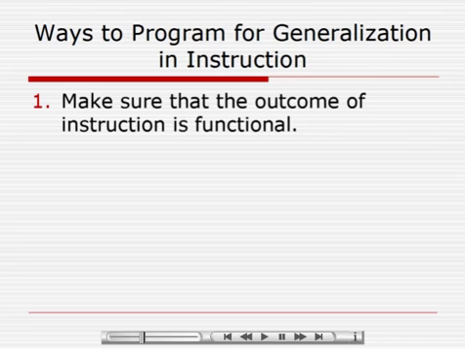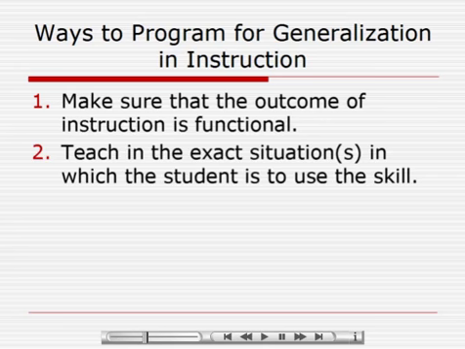There are several ways to program for generalization in instruction. The first way is to make sure that the outcome of the instruction is functional. And we've talked about what is the ultimate outcome in your instructional plan. How do we want the student to use the skill in the real world? We're going to teach to that. So this is a very important one. It should be considered at all levels of instruction and considered from the get-go.